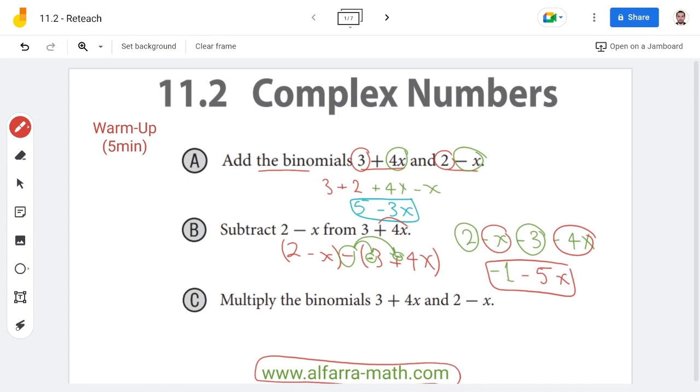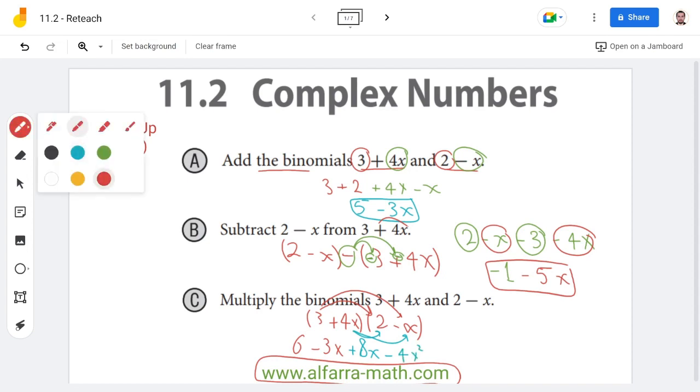Now multiply the binomials 3 plus 4x and 2 minus x. We can use the distributive property. So it will be 3 times 2, which is equal to 6. 3 times negative x, which is equal to negative 3x. Then we have 4x times 2, which is equal to 8x. Then 4x times negative x, which is equal to negative 4x squared.